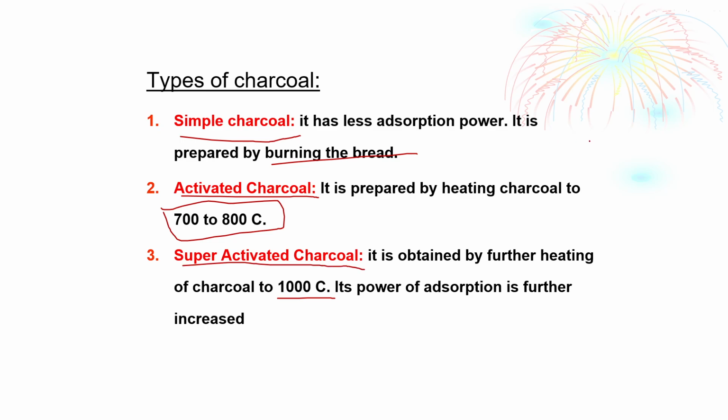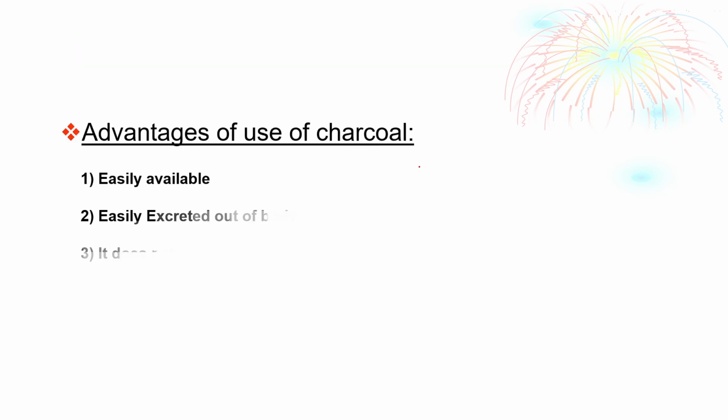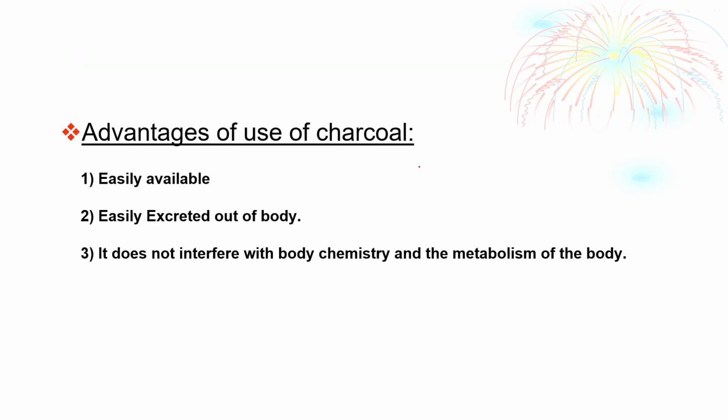So what are we discussing here? We are discussing that the higher the temperature, the higher its absorbent properties for the poisons. All right, so super activated is the one which has been burned at around 1000 degrees centigrade. It is used to absorb a large number of poisons. We use activated charcoal in almost every gastric lavage, and it should be done within 30 minutes before the absorption starts.